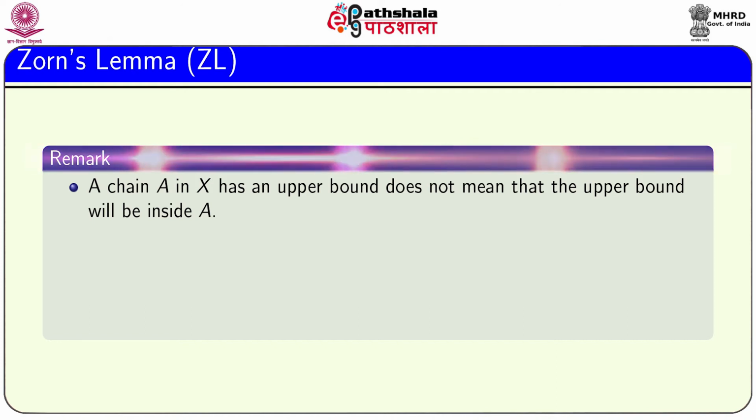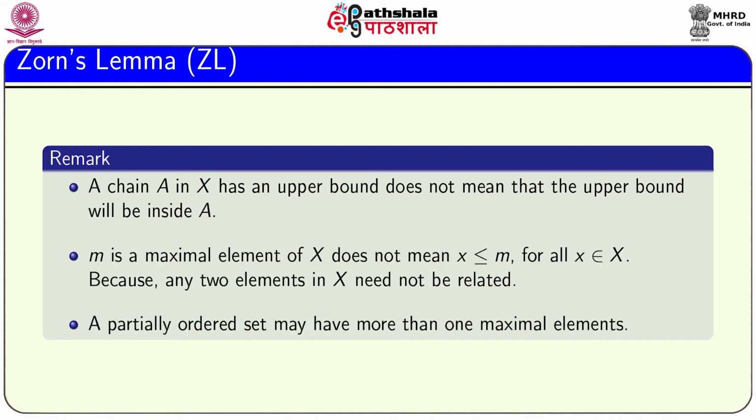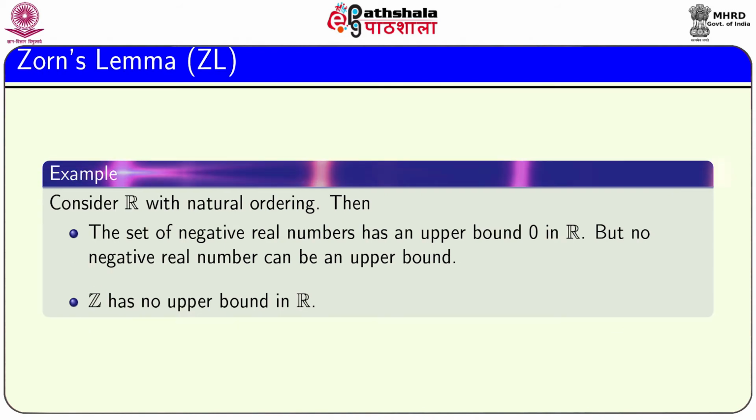A chain A in X has an upper bound. That does not mean that the upper bound will be inside A. It could be inside X, but not in A. m is a maximal element of X, once again does not mean that m should be bigger than all the points of X. What we mean by that is, it is not the case that x is less than or equal to m for all x belonging to X, because any two elements in X need not be related. We are in a poset. A partially ordered set may have more than one maximal element.